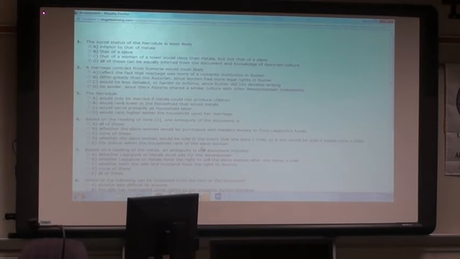All right. This one you actually are making a logical inference, and as you see from the answer choices, you have to know a little bit of something from the textbook as well.